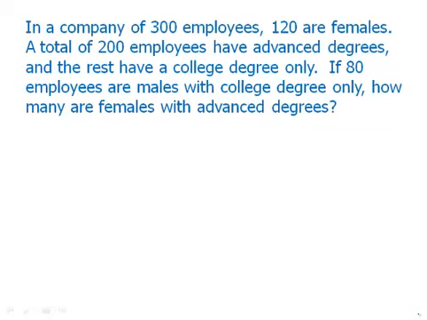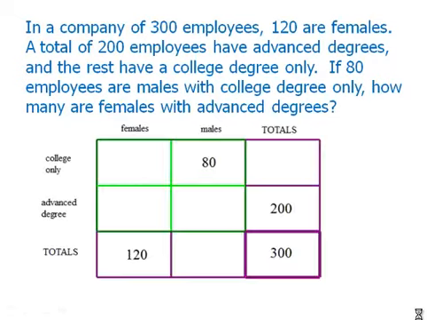Okay, so there are four numbers given in the question, and I'm going to write those in our double matrix. Now, as we said above, if there are 120 females, there have to be 180 males, so that they add up to 300. Similarly, if there are 200 with advanced degrees, there must be 100 with college degree only, again so they add up to 300.